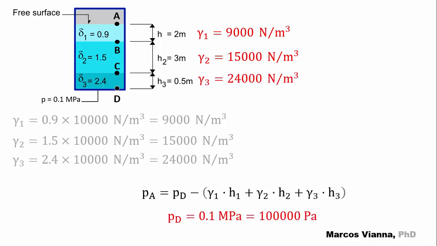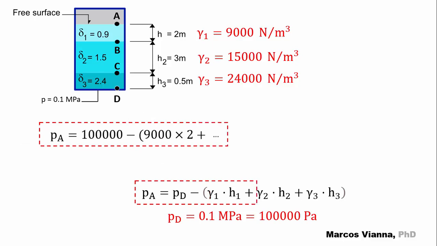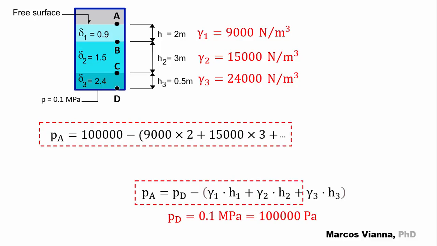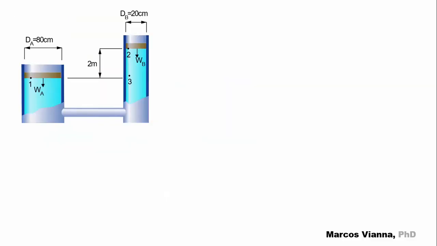We know PD equals 0.1 megapascals equals 100,000 pascals. So PA equals 100,000 minus (9,000 times 2 plus 15,000 times 3 plus 24,000 times 0.5). PA equals 25,000 pascals. Okay, another one.